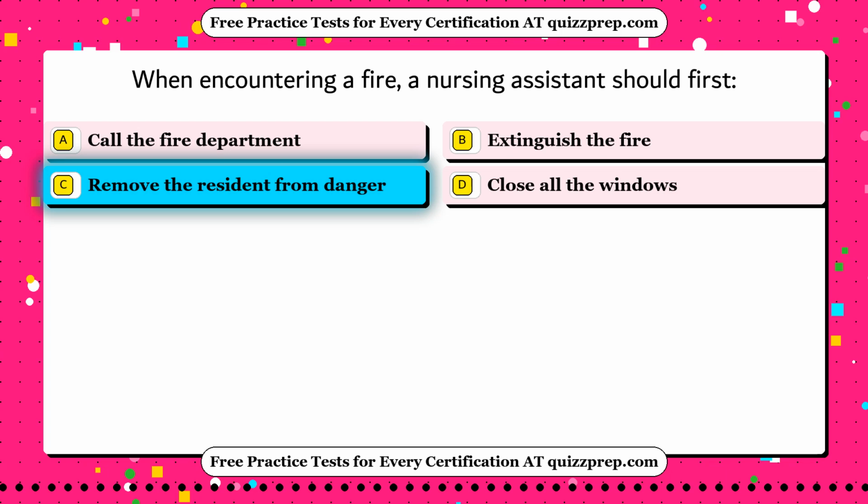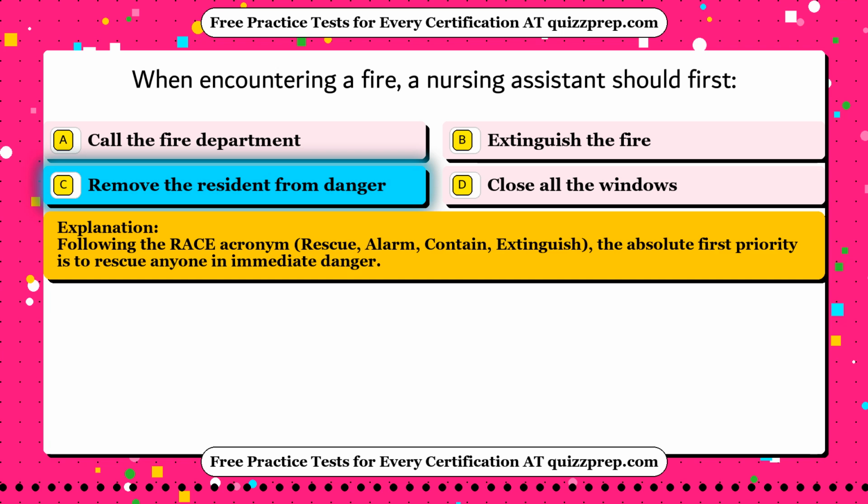The correct answer is option C. Remove the resident from danger. Following the RACE acronym: rescue, alarm, contain, extinguish, the absolute first priority is to rescue anyone in immediate danger.